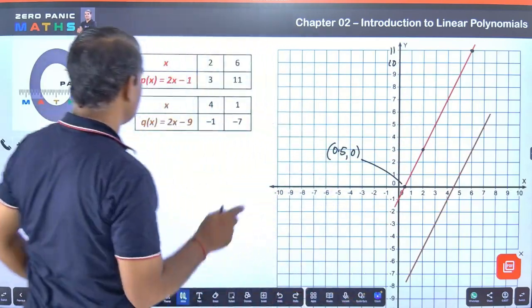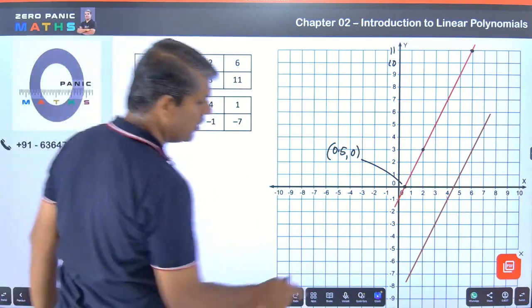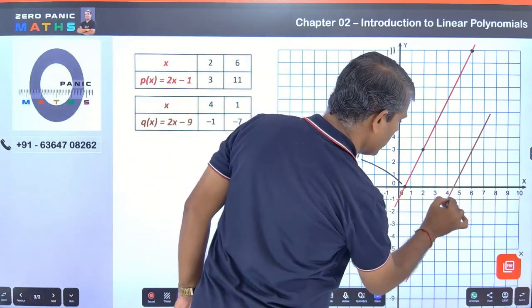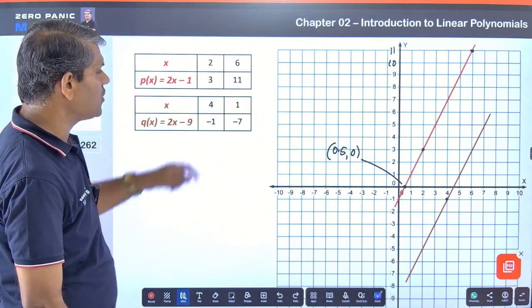Understood? So similarly, randomly I have taken points for 2x minus 9 also. (4, -1) is one point. So this is (4, -1). It means that if you substitute 4 here, you will get y is equal to -1.